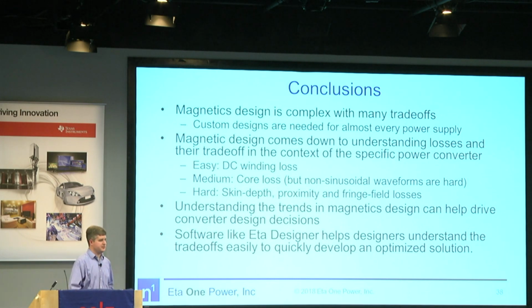Finally, we've seen that understanding the trends in magnetics designs, how they scale, what the loss trade-offs are, can really help drive converter design decisions. So maybe you don't want to switch at a megahertz like you thought you would because your AC losses in the magnetics will be too bad. Maybe 500 kilohertz would work even better. And software like ETA-Designer can really help you understand all these trade-offs in the design so you can quickly and easily iterate to arrive at an optimized solution.